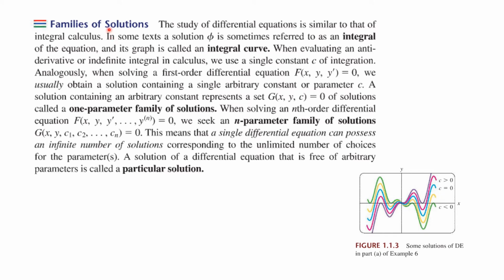We have a family of solutions when we have a bunch of constants. When we have one constant, we can have a one-parameter family of solutions. When we have many constants, we can have an n-parameter family of solutions. If we nail it down where we have enough conditions to talk about a solution of a differential equation free of arbitrary parameters, it is called a particular solution.